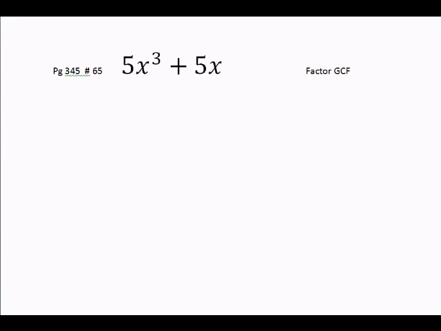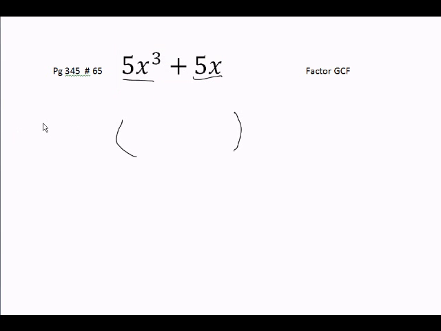Okay, welcome. What I'm going to do is factor 4 different problems using different methods. First, I'm going to factor the greatest common factor out of this expression. Normally, you always check to see if there's a greatest common factor in every expression before you do any other factoring techniques. The first step is, what is the largest number that divides into both of these?